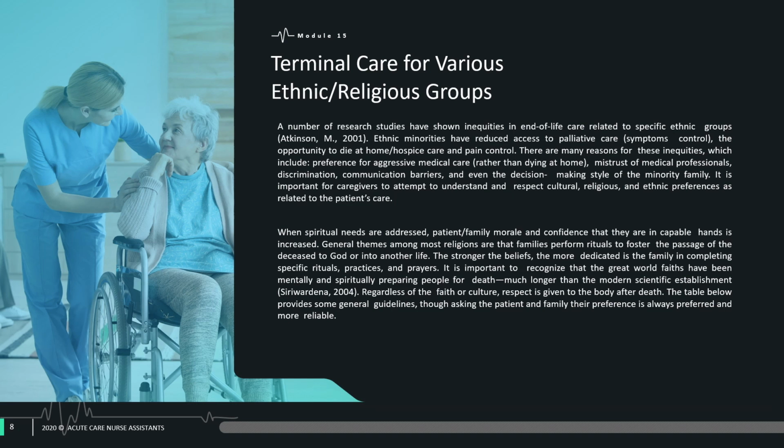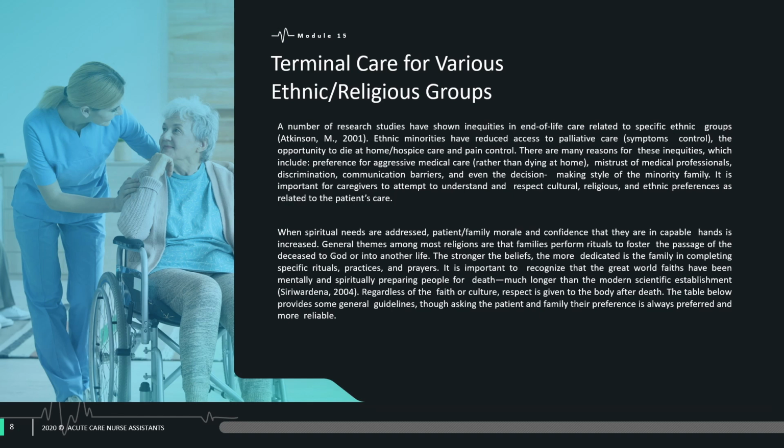It is important for caregivers to attempt to understand and respect cultural, religious, and ethnic preferences as related to the patient's care. When spiritual needs are addressed, patient and family morale and confidence that they are in capable hands is increased. General themes among most religions are that families perform rituals to foster the passage of the deceased to God or into another life. The stronger the beliefs, the more dedicated is the family in completing specific rituals, practices, and prayers. It is important to recognize that the great world faiths have been mentally and spiritually preparing for death much longer than the modern scientific establishment.